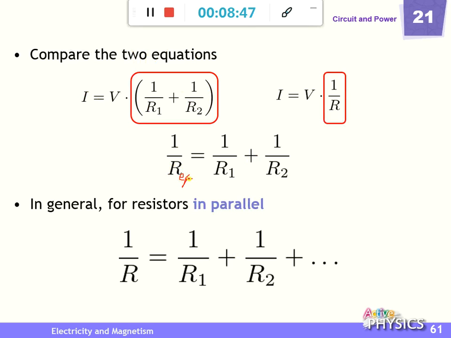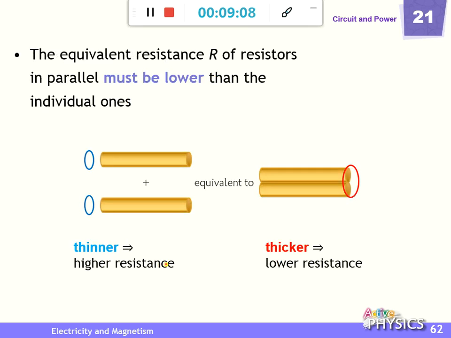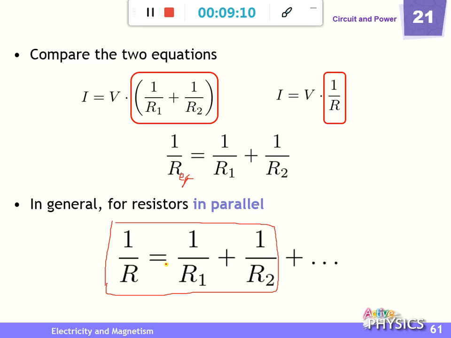1 over R equivalent should be 1 over R1 plus 1 over R2. Add them together. Finally, this one should be the inverse of R equivalent. And you should remember this relationship. Of course, in the public examination, they will give you this relationship, this formula.